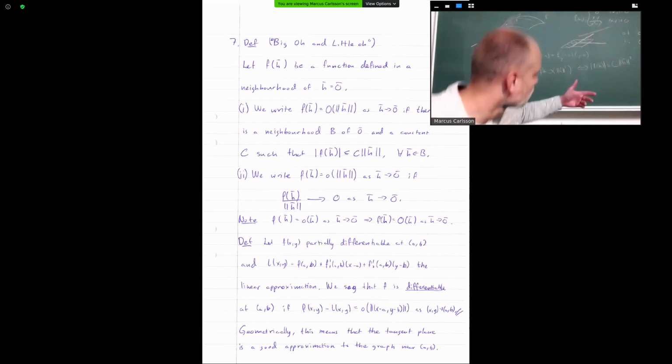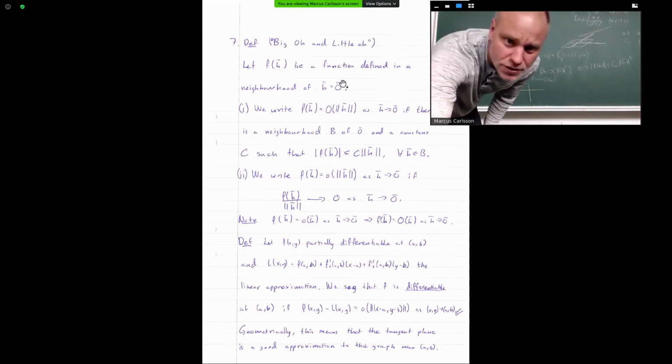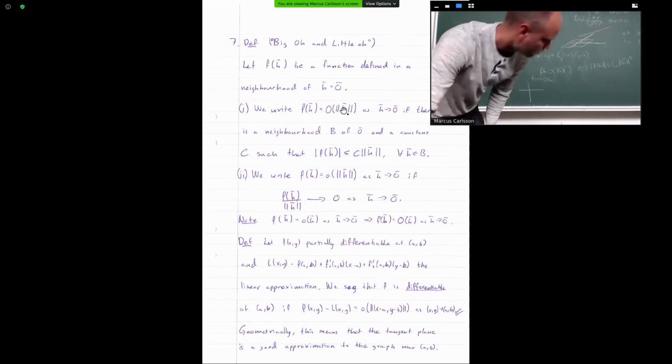So for small values of h, we don't care what happens when h is big. In one variable, f of x equals big O of modulus x. That would be the corresponding of what we have here in the lecture notes. So f of h is big O of norm of h.